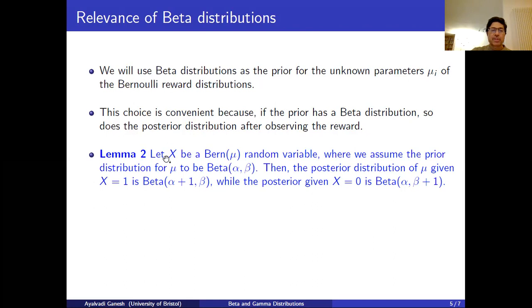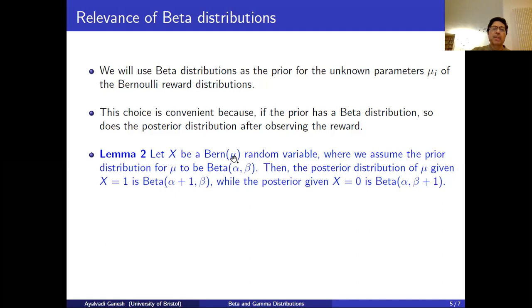Okay, so what does this say? It says that if X is a Bernoulli mu random variable, and we don't know mu, we assume that it has a prior distribution, a beta with parameters alpha and beta. That's our prior distribution for mu.